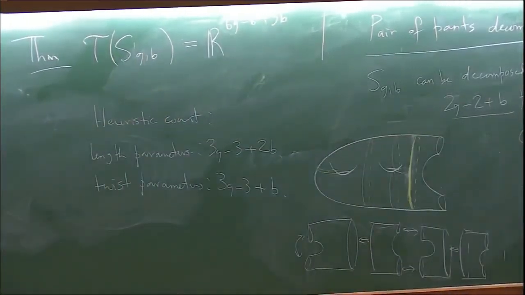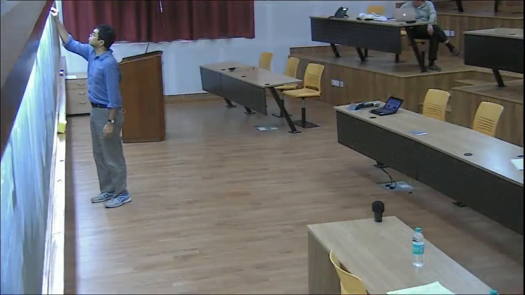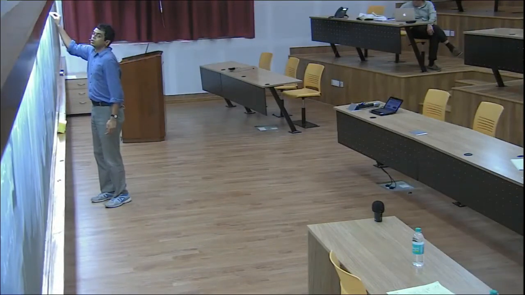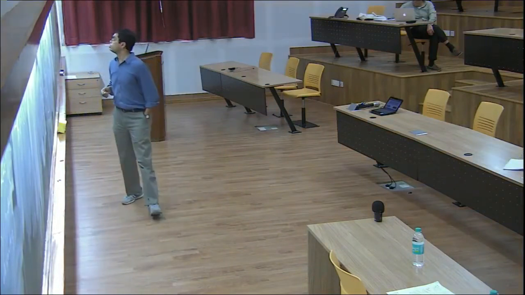So how do you prove this? How do you measure these twists and so on? So the proof of the theorem. Why is the Teichmuller space exactly equal to R to the 6g minus 6?